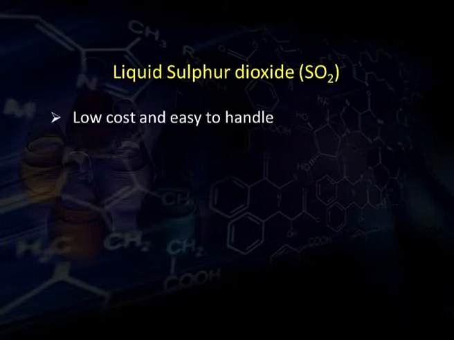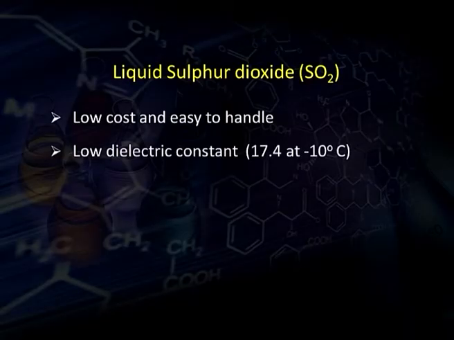At a temperature above minus 10 degrees Celsius, it remains as a gas, because this minus 10 degrees Celsius is its boiling point, and at a temperature below minus 75 degrees Celsius, it remains as a solid, because this is the melting point of liquid SO2. It has low cost and is easy to handle. So, this is one of the advantages of using liquid SO2 as a solvent. It has a low dielectric constant, which has a value of 17.4 at minus 10 degrees Celsius.